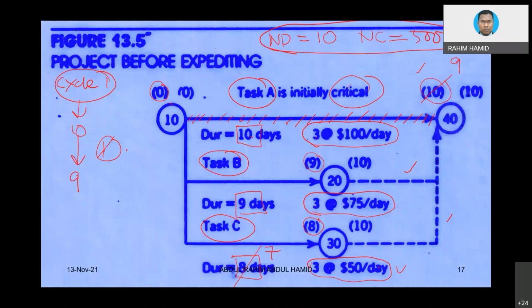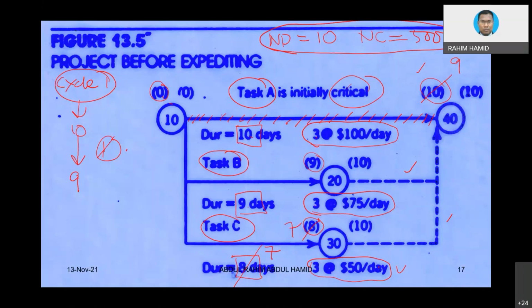So from the calculation, 0 plus 10 for activity A is still 10. For activity B, 0 plus 9, still 9. For activity C, 0 plus 7, it will be 7. But again, it will not impact the overall project duration. The project duration still remains at 10 days.